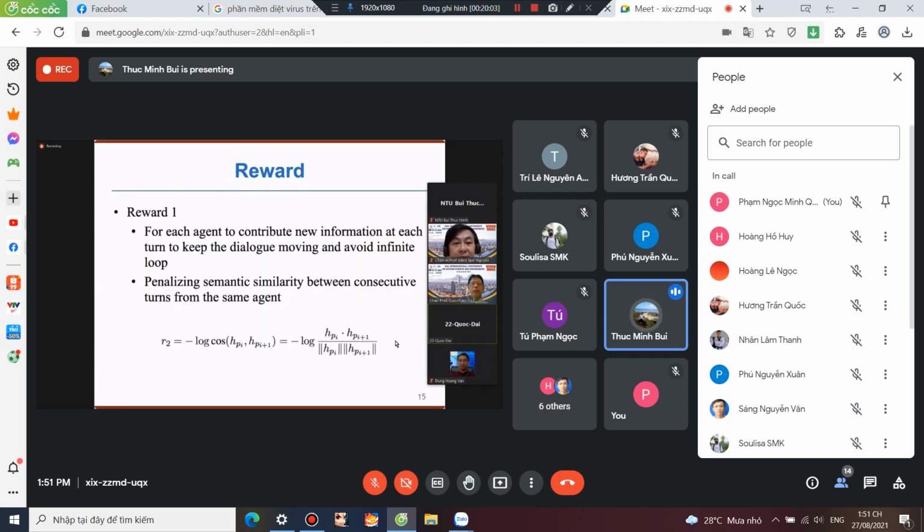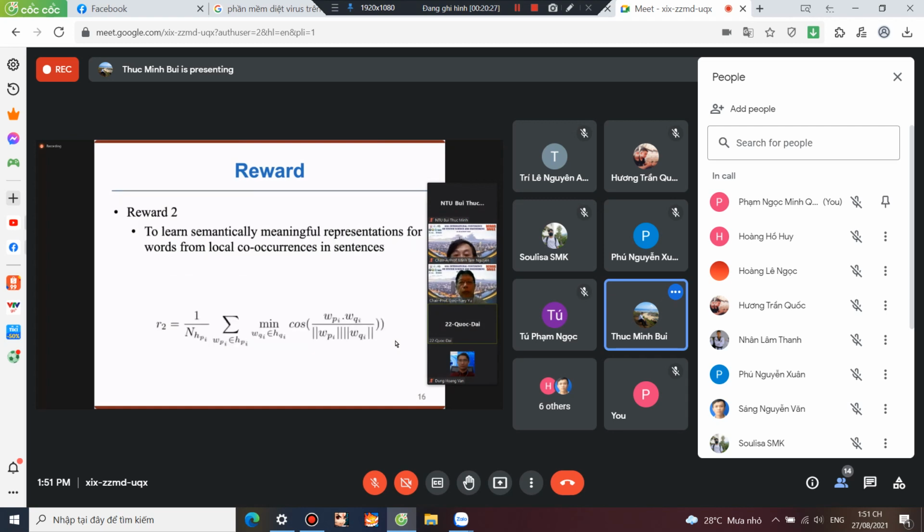In this section, we introduce our two reward functions for the two desirable goals. The first is for each agent to contribute new information at each turn, to keep the dialogue moving and avoid infinite loops. We also check the semantic similarity between consecutive turns from the same agent. The second reward would help the model learn semantically meaningful representations for words from the sentence. We use the cosine function for this reward.